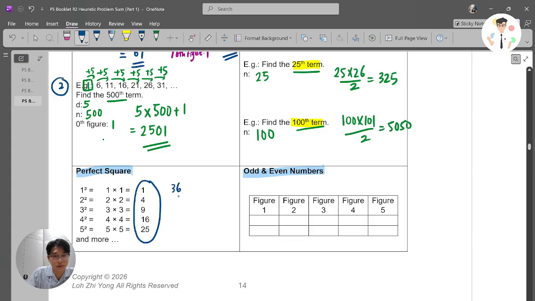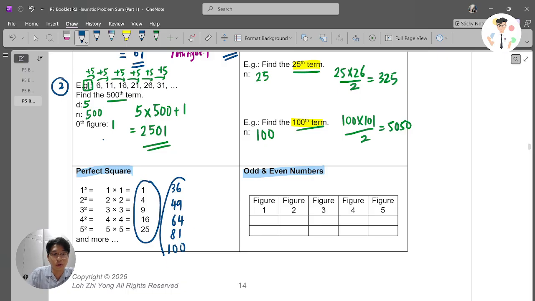We have 6 times 6, 36, 7 times 7, 49, 8 times 8, 64, 9 times 9, 81, 10 times 10, 100, and so on, and more. Okay, but these are the numbers that you should notice, because by knowing this, you will know immediately this is a perfect square, and we can solve things easier and much faster.